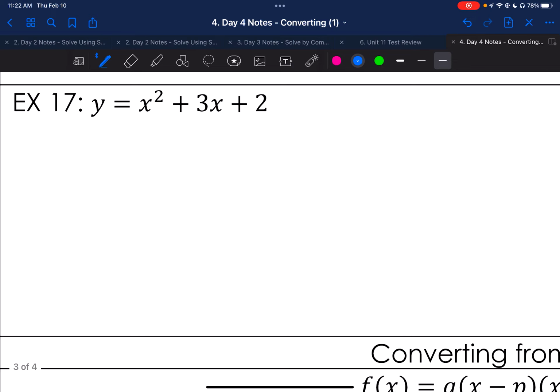Moving on to number 17, we'll do the same thing here. We'll check for GCF. Since my a value is 1, we will not have one. A times c is 2, b is 3. The only factors of 2 are 1 and 2, and they add to be 3. So now we'll rewrite our problem, busting our b.